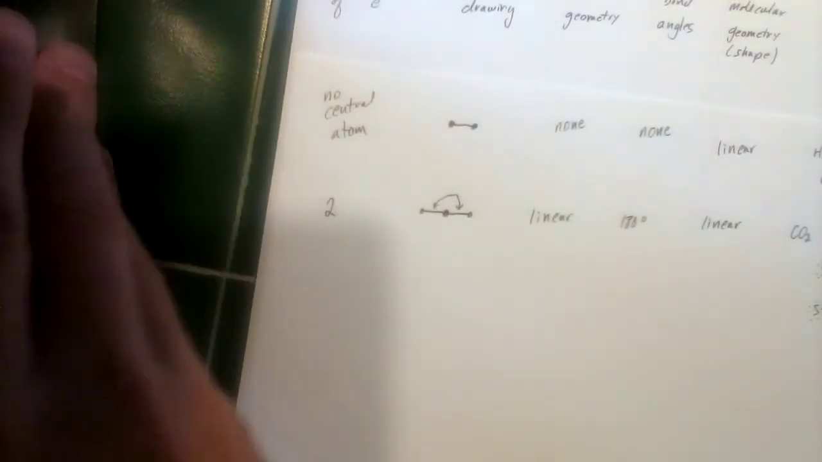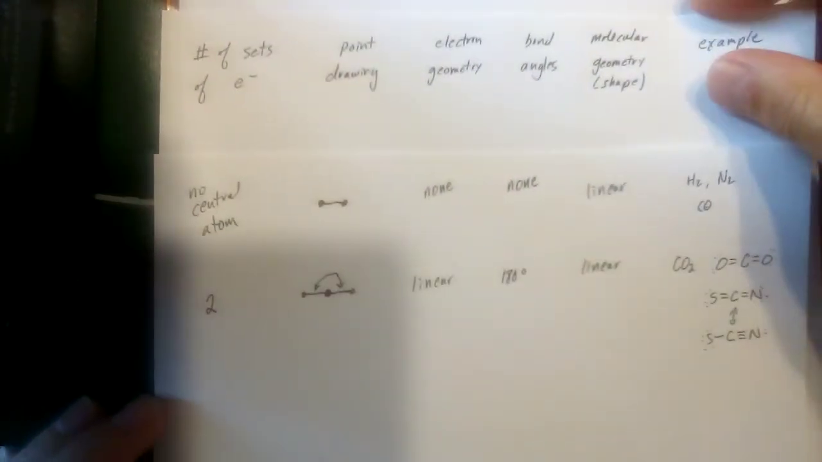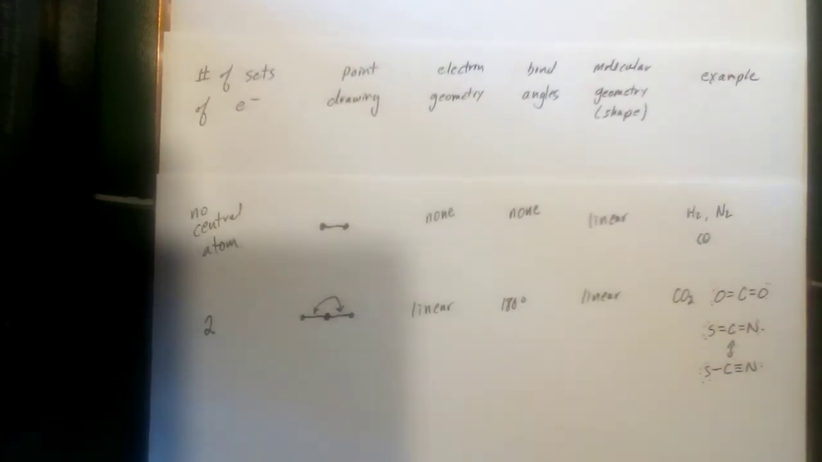Okay, so we got past two sets of electrons here. Get everything right so you can see it. Two sets of electrons around our central atom. We really just have one option there, linear.